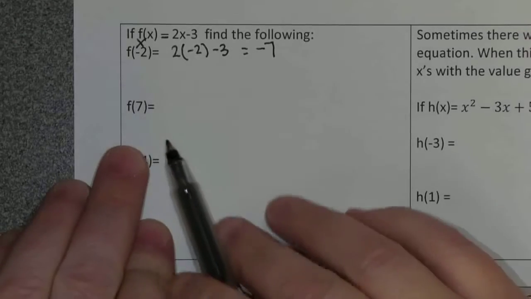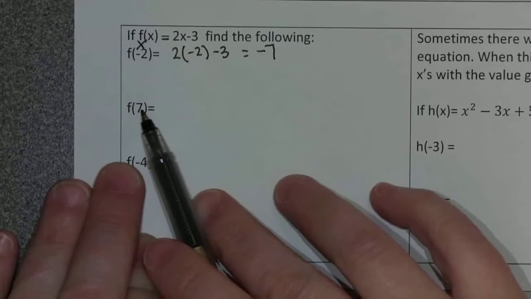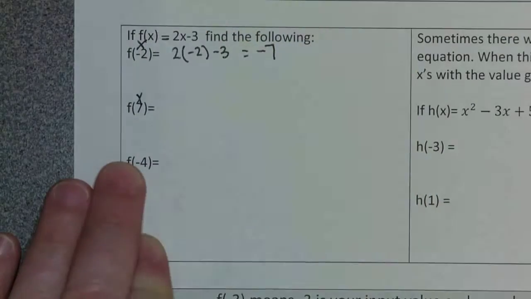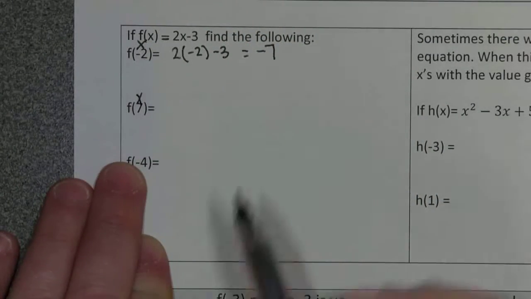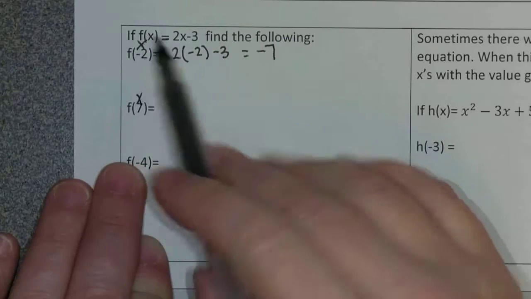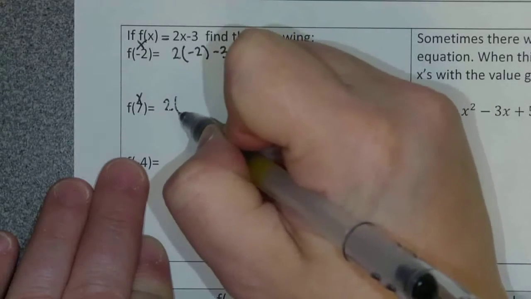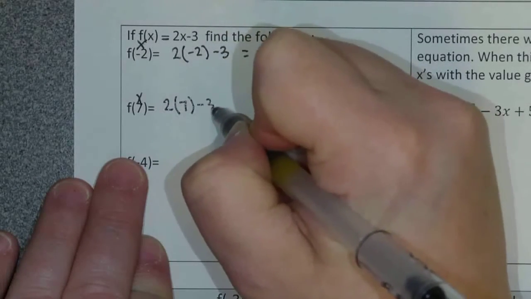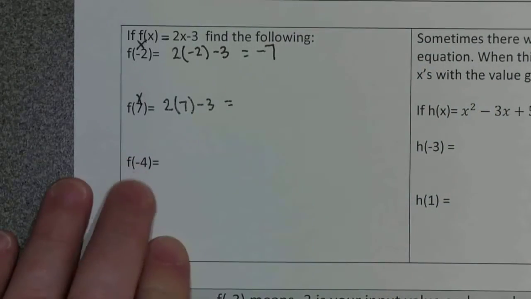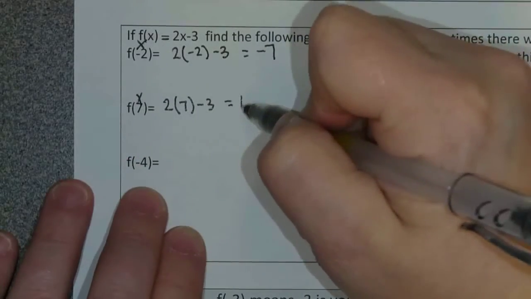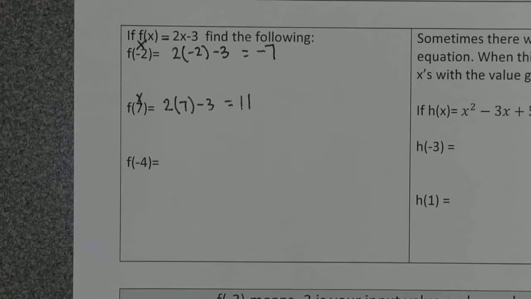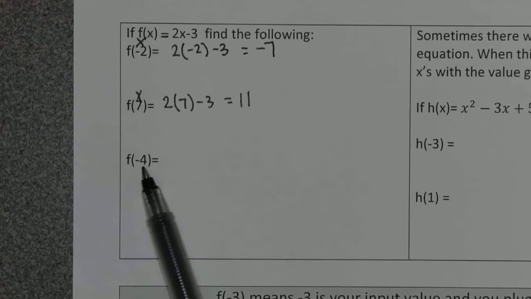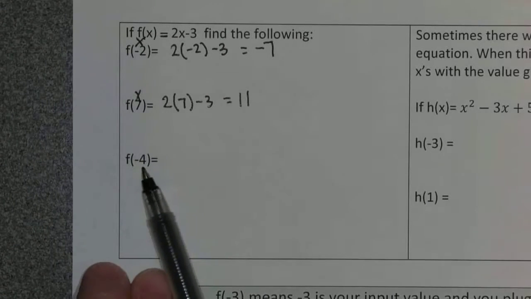Again, function notation says f of 7, which means my x value this time is 7. I plug it into my f function in place of the x. So I'm doing 2 times 7 minus 3, which is how much? 11. Very nice.